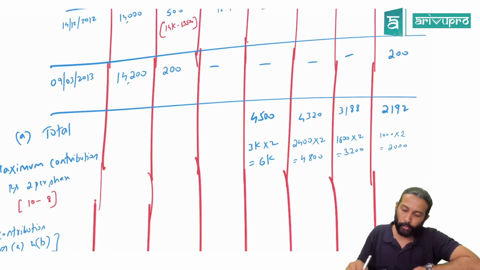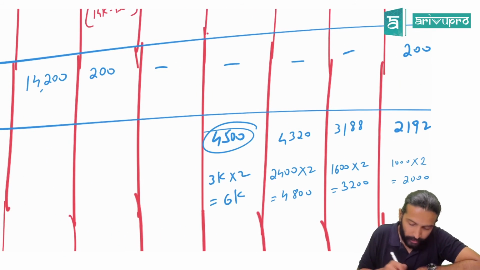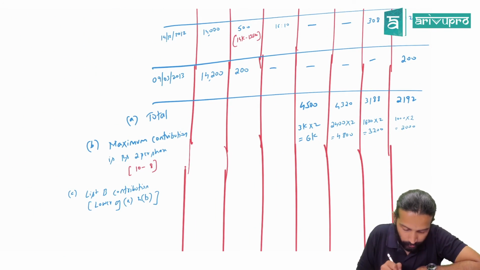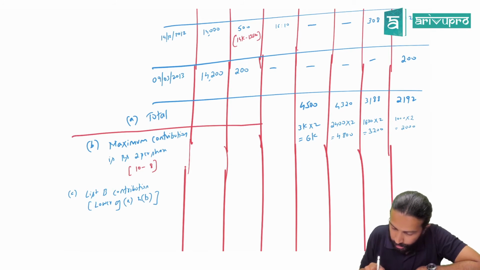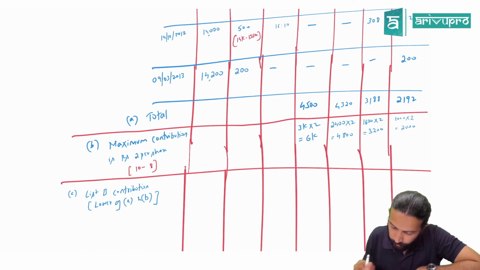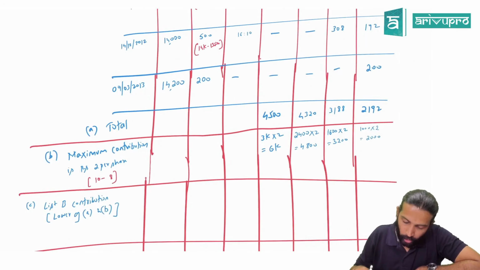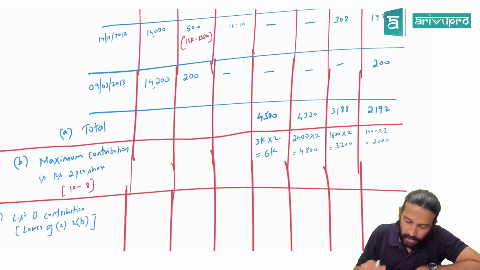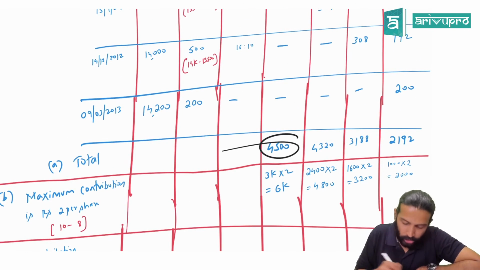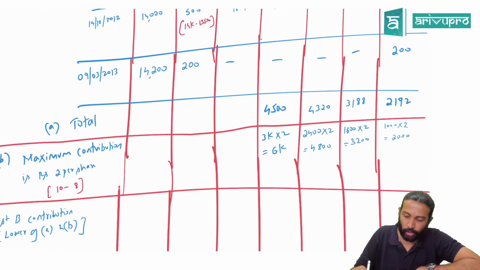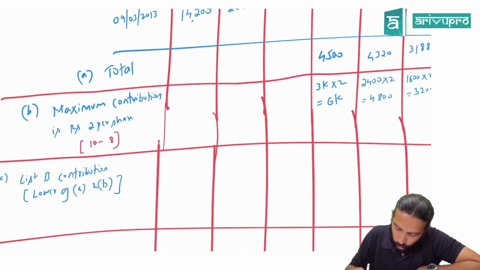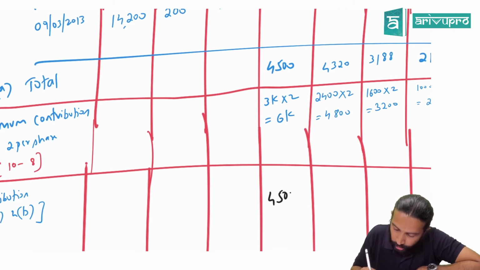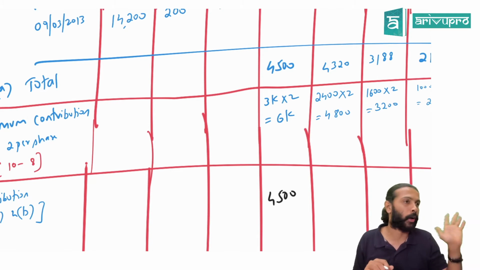Lower of A and B. For Q, you check. A is 4,500, or maybe if you want, I can just draw one line so that you'll know the distinction. For Mr. Q, required is 4,500. Maximum you can contribute is 6,000. So which is lower, sir? 4,500. So total contribution you can receive from Q is 4,500.